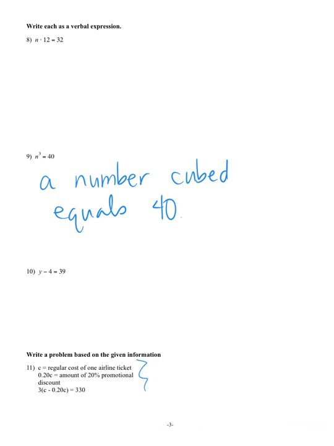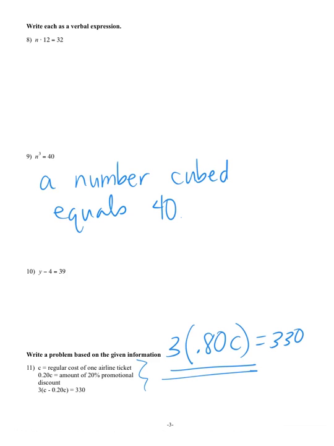C equals the regular cost of one airline ticket. 0.2 C, 20 cents, 20% C, so that's being multiplied. That's the discount. The equation is 3. Now, some of you might like to do discounts like this: 0.80 C. So these two equations are the same thing.